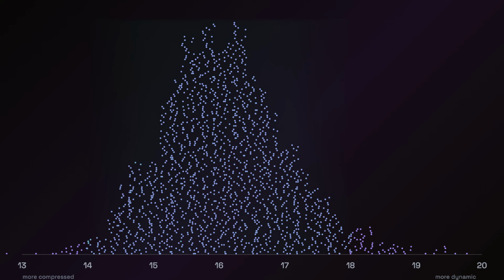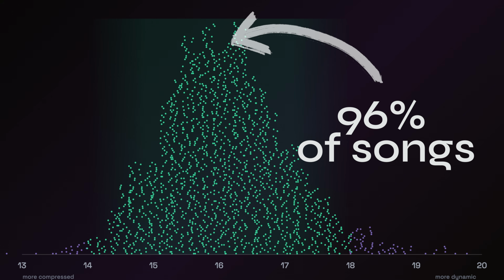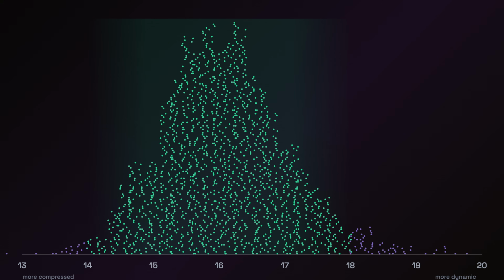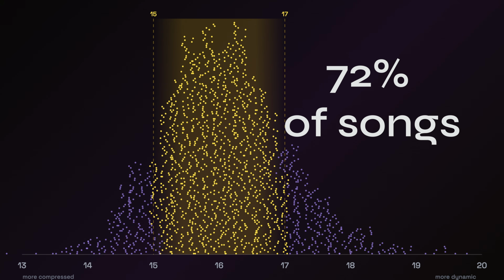chart itself is just how clustered they are together, around 16 decibels specifically. In fact, over 90% of 3,000 plus hit songs fall between 14 decibels of crest factor and 18. And 72% of them fall between 15 and 17. This gives a really good insight into how much compression you should have on your vocal itself.